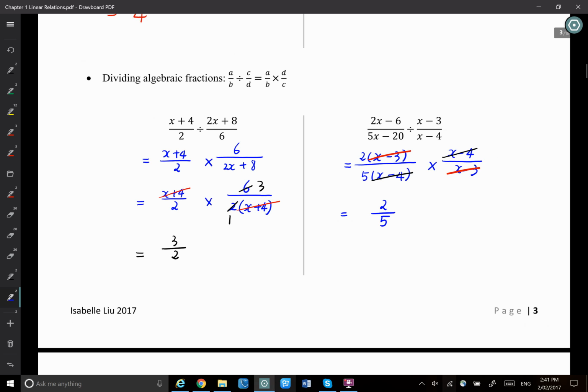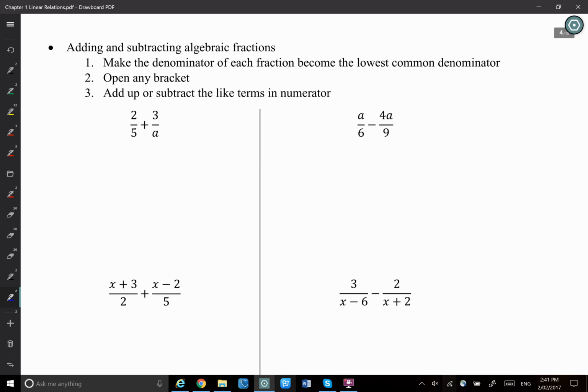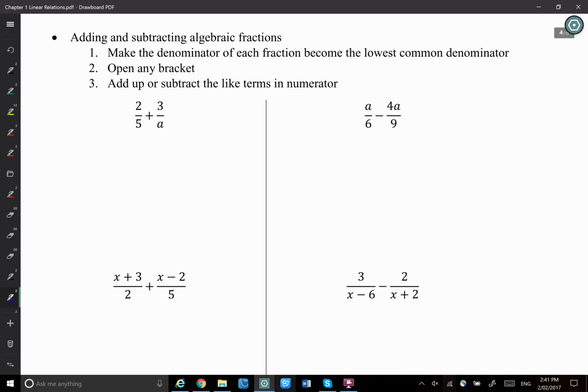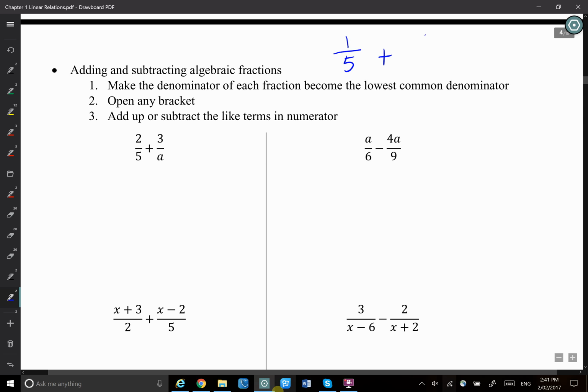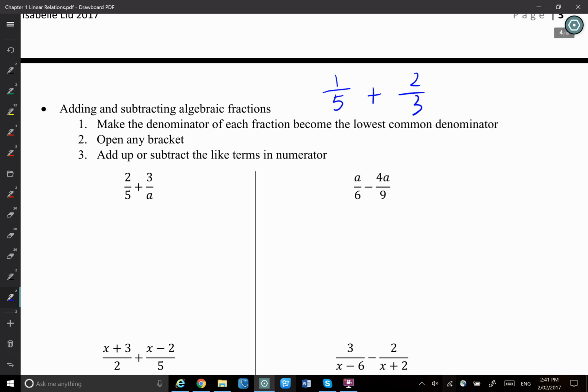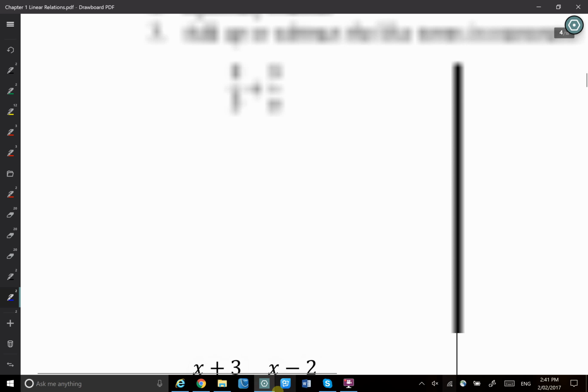Okay, so we have learned how to simplify, how to multiply, how to divide. Now we'll learn how to add or subtract algebraic fractions. So to add, for example, 1 over 5 plus 2 over 3, we want to add them up, we need to have the same denominator. The lowest common denominator will be 15. We'll make each one become denominator 15. It's the same case when we have letters involved.